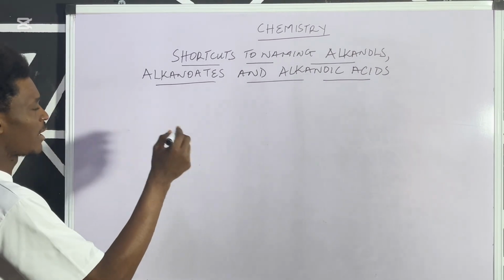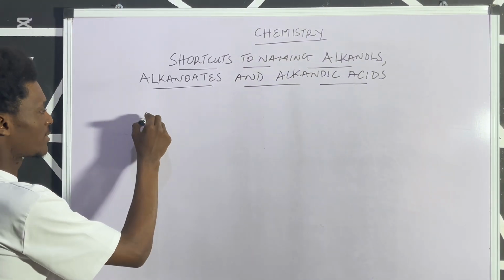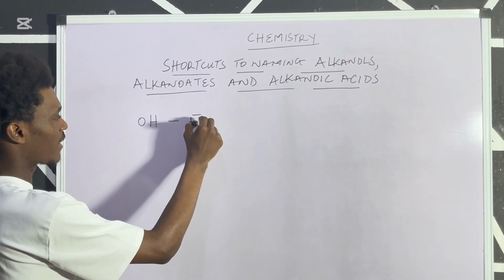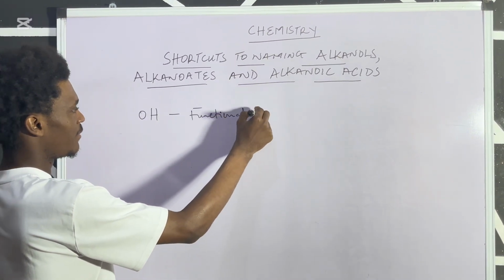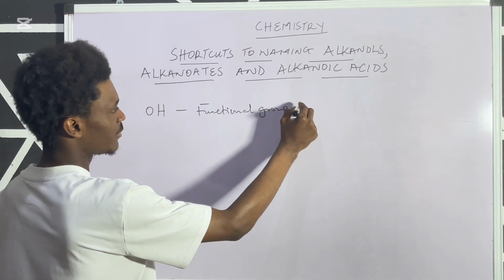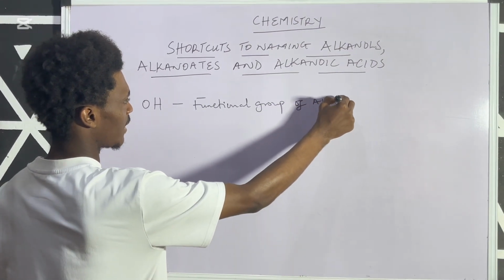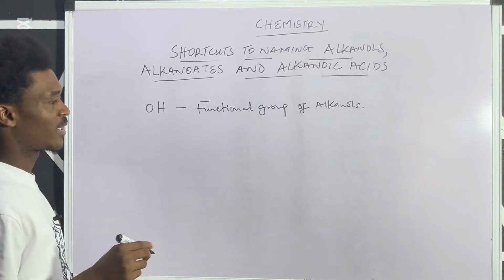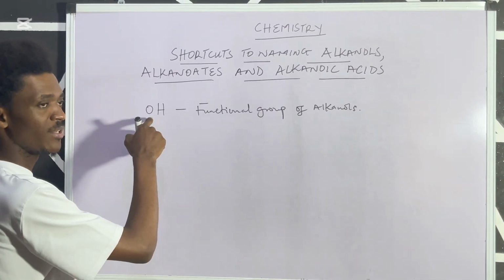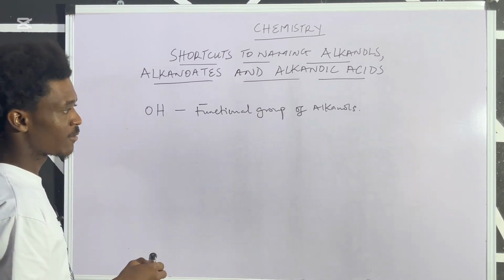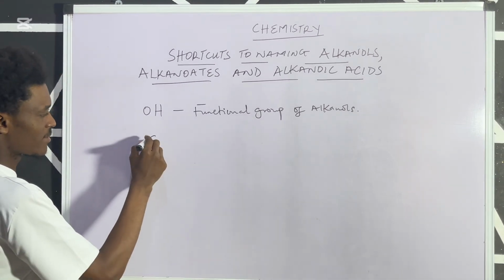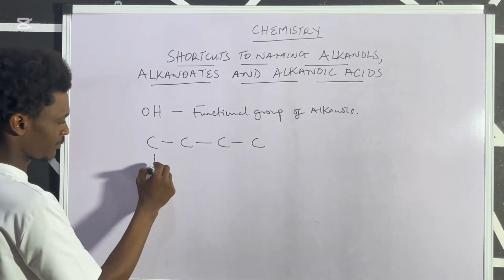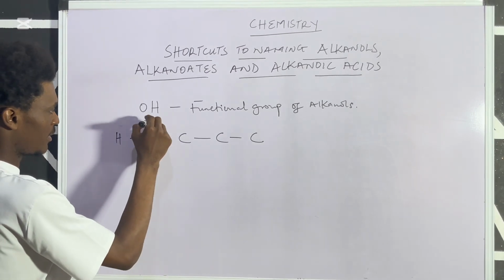Now if you have any organic compound that contains OH, now OH is the functional group of the alkanols, alright? The functional group of alkanols. So that is the functional group. So it means that any organic compound that carries OH or contains OH is an alkanol. And of course, if we have something like this and we are told to name this structure, we are told to name this.